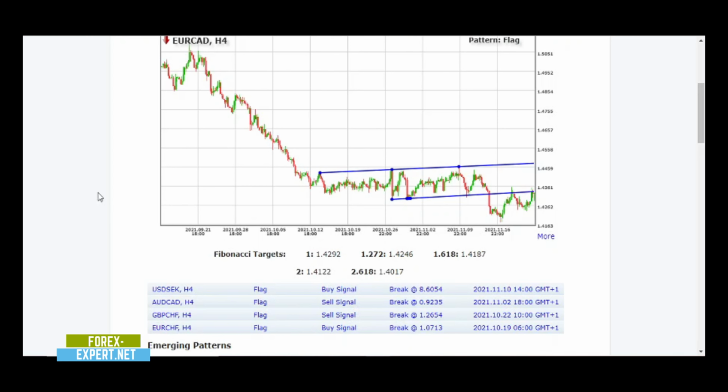Let me know if you're using Forex Trendy on the higher time frames. I'm trading the smaller ones like 5 minute charts. I am a day trader.